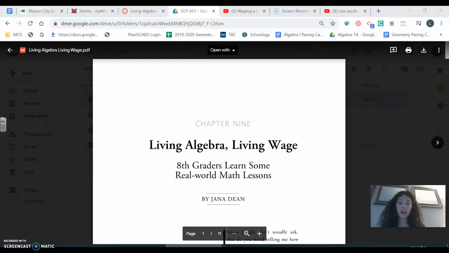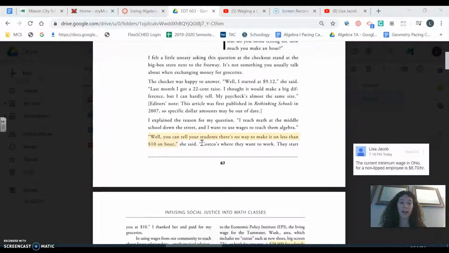I just wanted to start out by noting that this was the exact idea I had from Module 1. Obviously, not as detailed or elaborate as Jana Dean has crafted here, but this was my idea for a lesson that would connect math to students' lives. I'm definitely going to be using this next year in my Algebra 1 classroom.